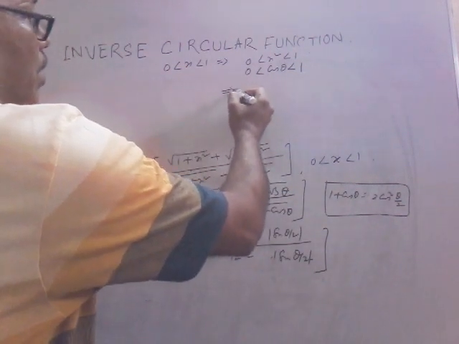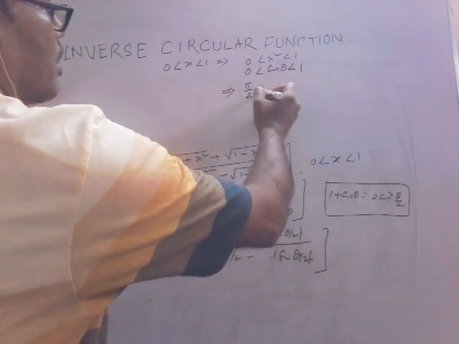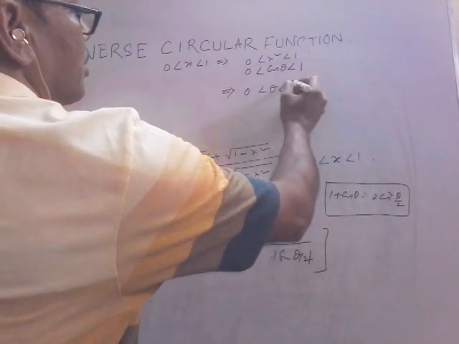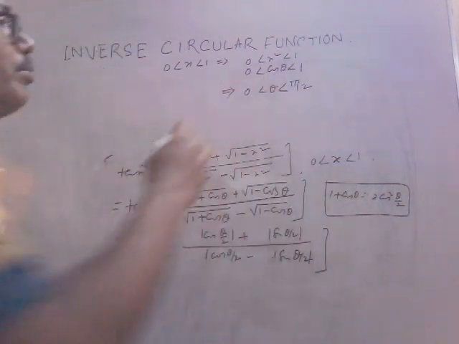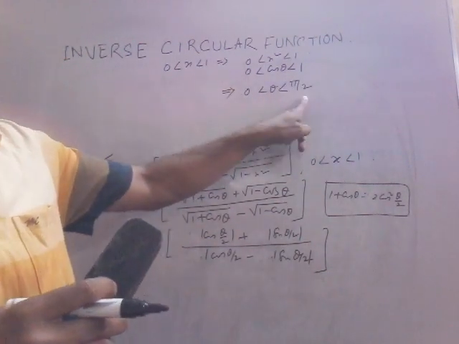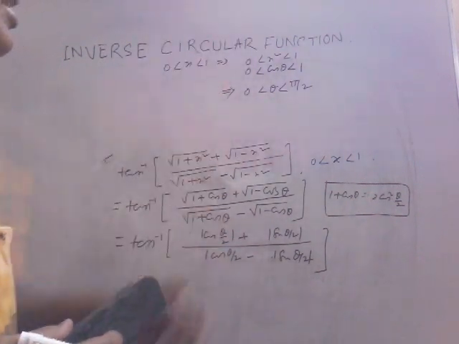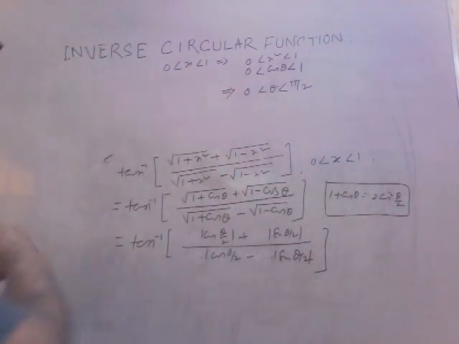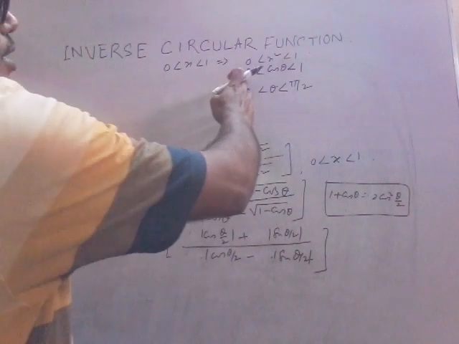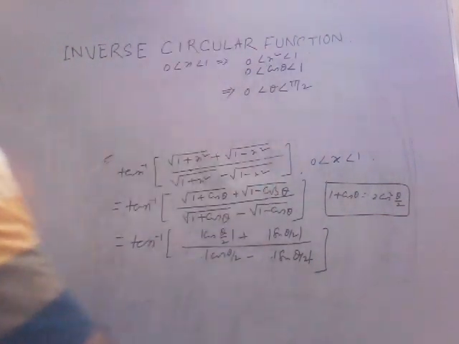So this implies 0 less than theta less than pi by 2. As cos 1 is 0 and cos 0 is pi by 2, cos theta is a decreasing function. That's why we are getting the inequality in reverse form. Actually, this is cos inverse 0 and this is cos inverse 1.